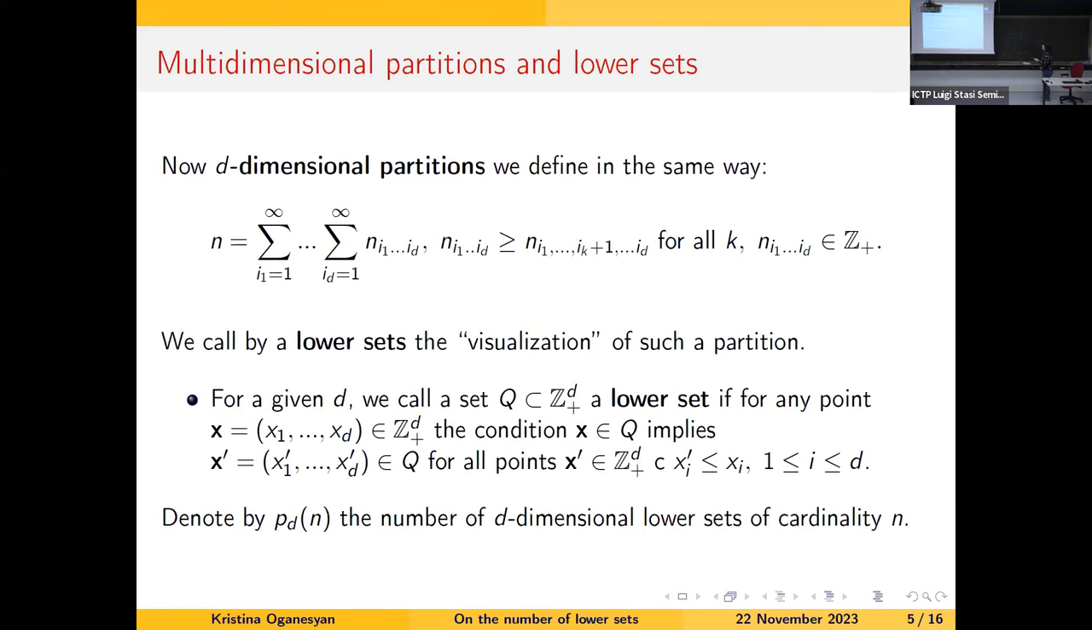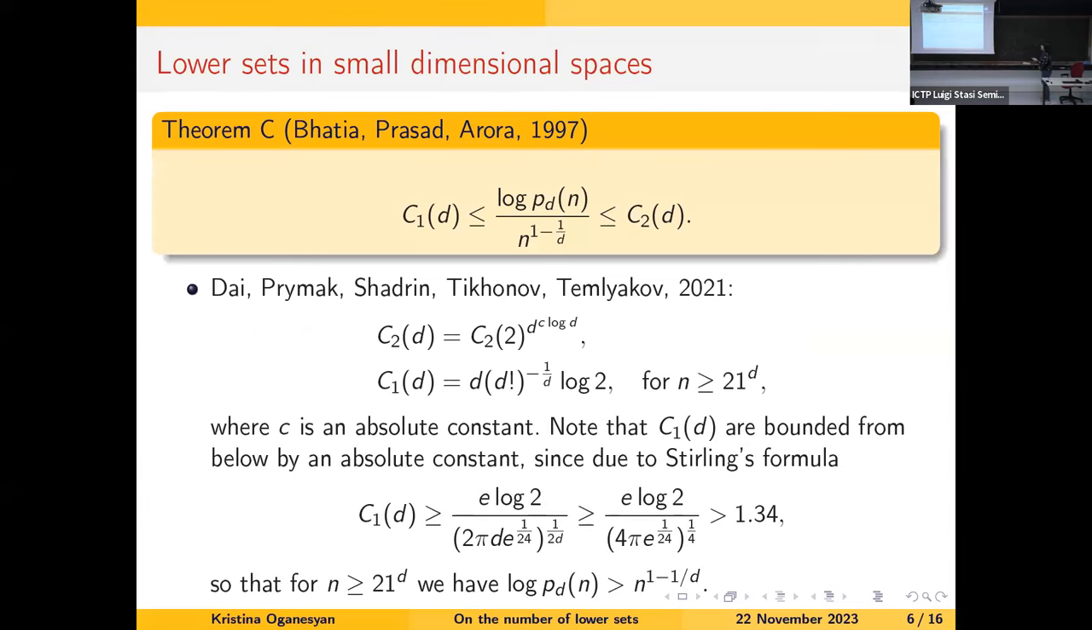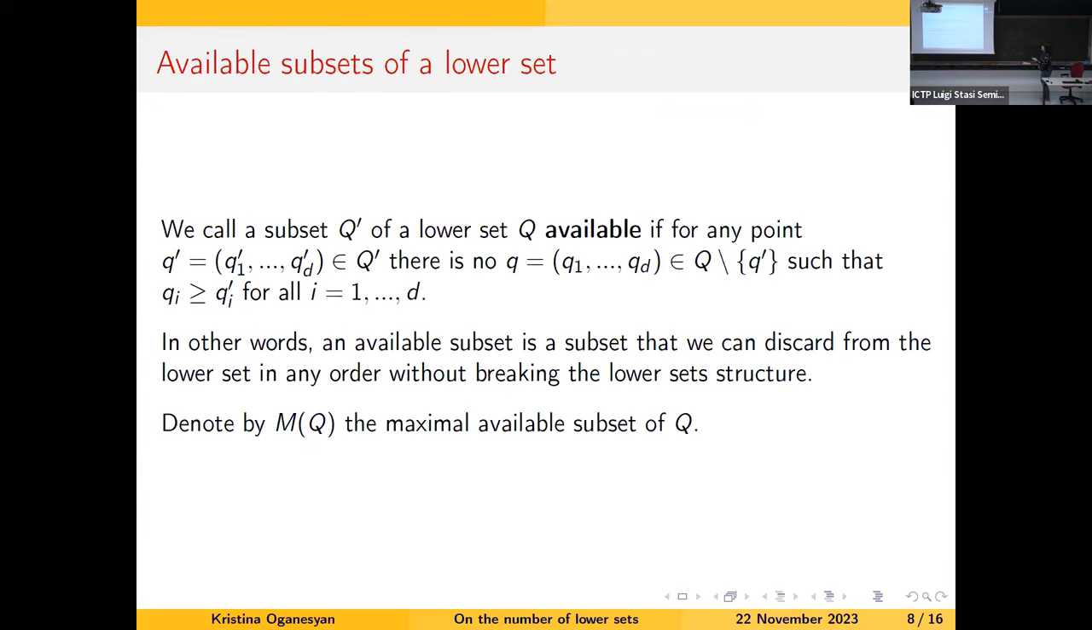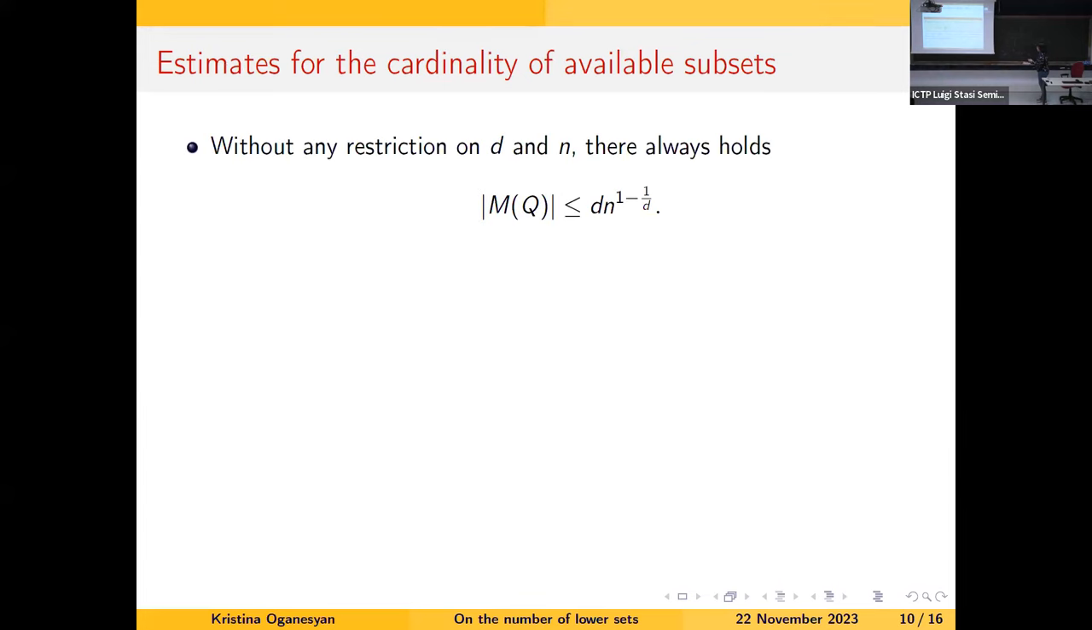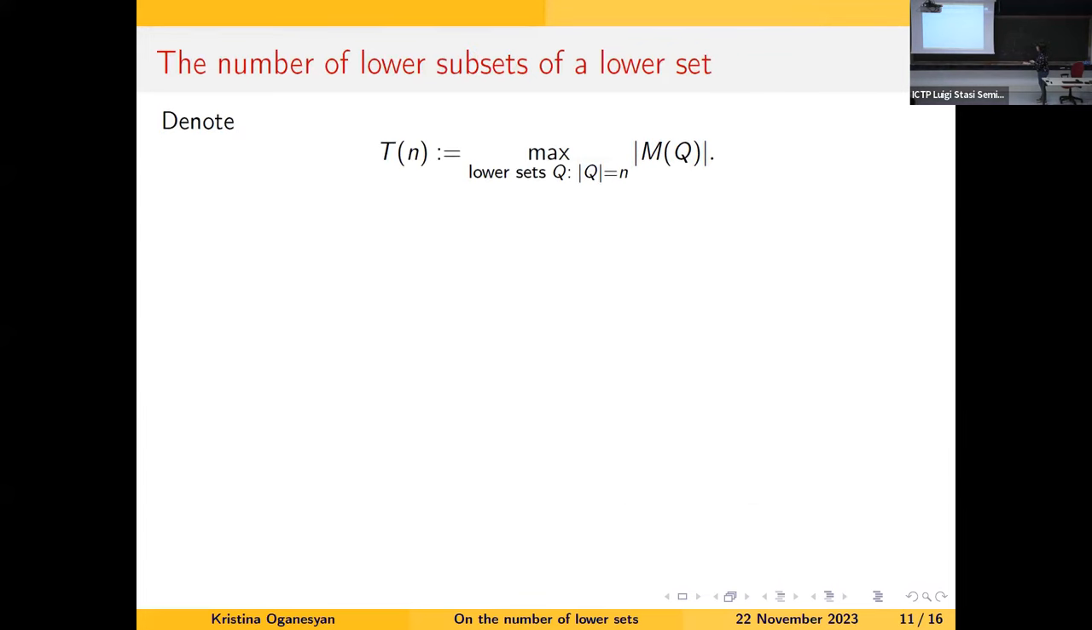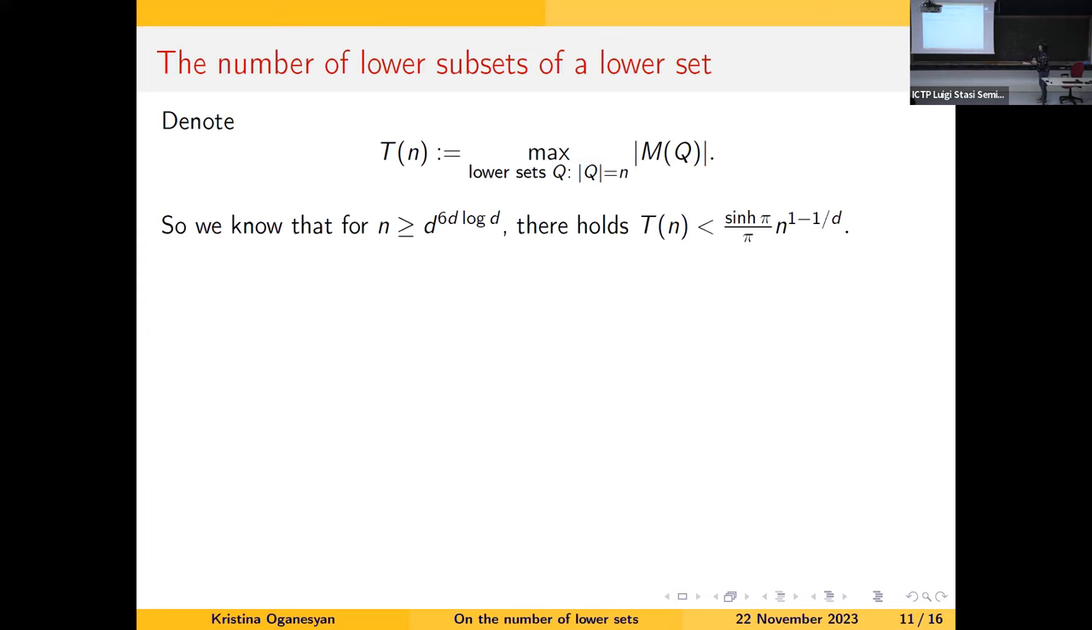Okay, so we brought some simple version of the lemma. And recall, in our original lemma we had not d, but an absolute constant here. Okay, so if we denote by T_n the maximal cardinality of an available subset of all sets of cardinality n, then when n is large enough, we have this estimate.